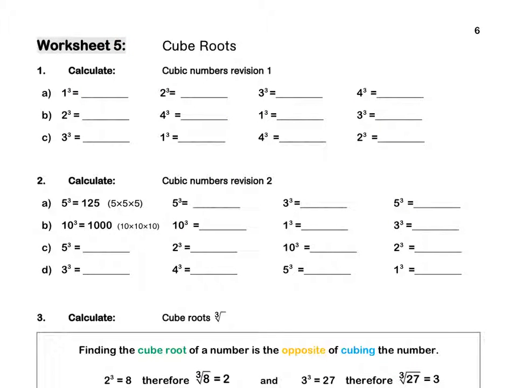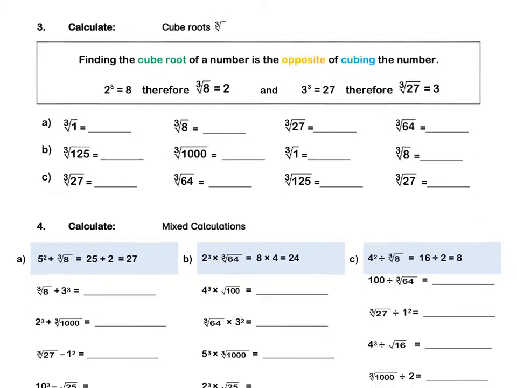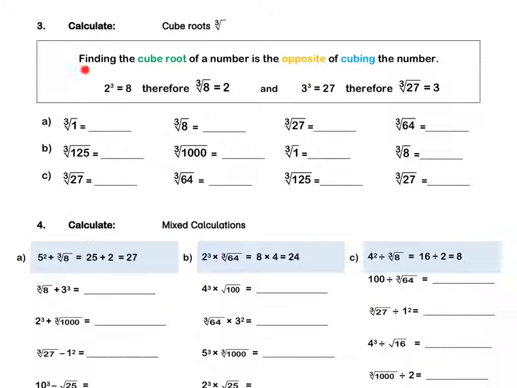Worksheet 5. Press pause to complete question 1 and question 2 by yourself. When you are done, mark all your answers up until this point using the memo. Question 3. Cube roots. Finding the cube root of a number is the opposite of cubing the number. 2 cubed is 8, therefore the cube root of 8 is 2. 3 cubed is 27, therefore the cube root of 27 is 3.